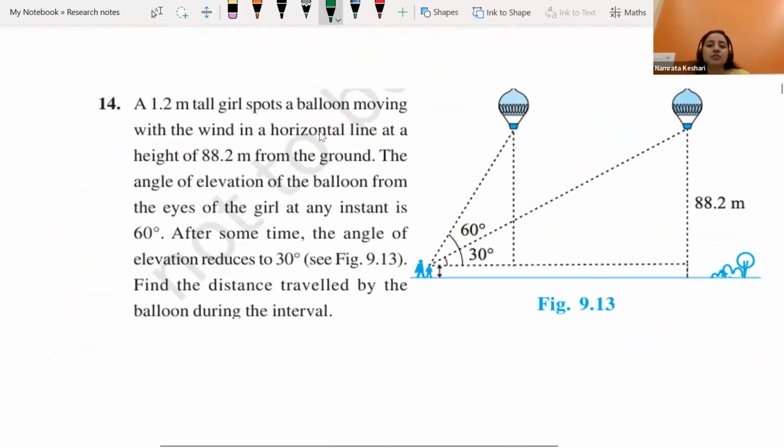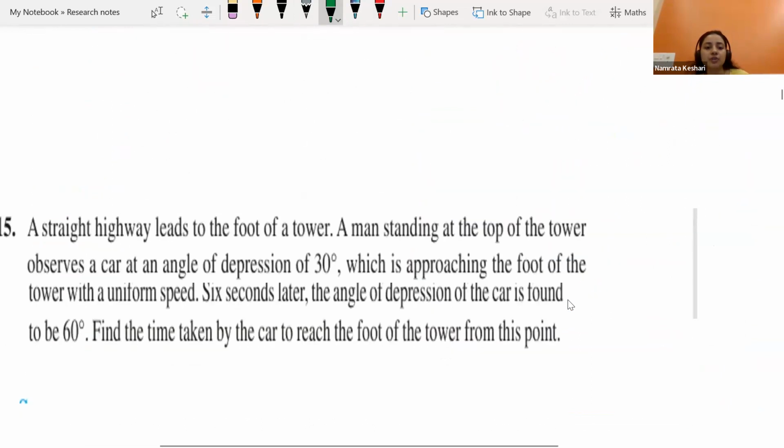Now this one's figure is already given. I want you to try this particular question. Here one triangle is clearly visible, another triangle clearly visible. You will be able to do it. I'm leaving this for you.